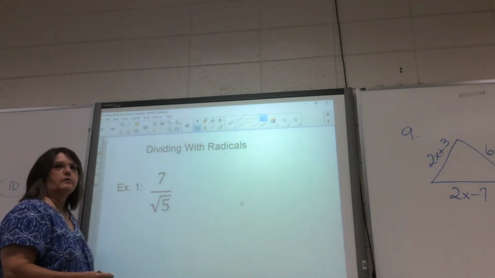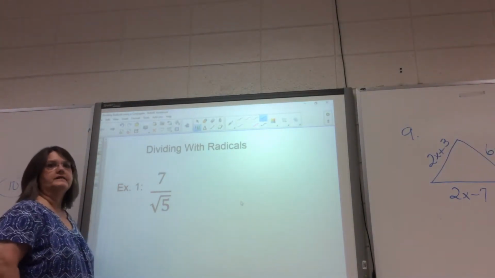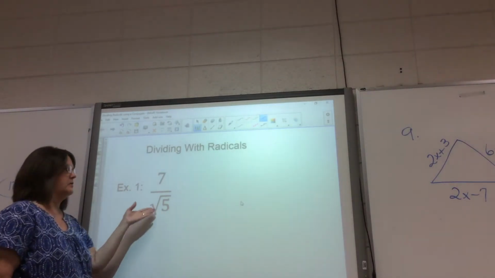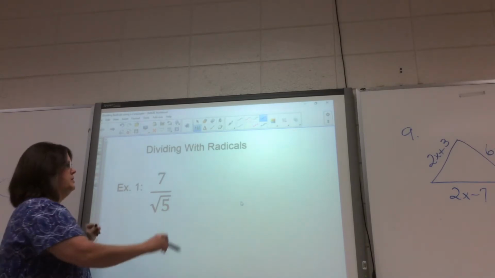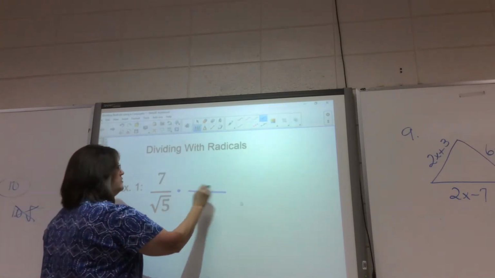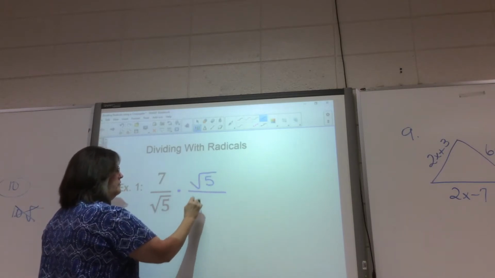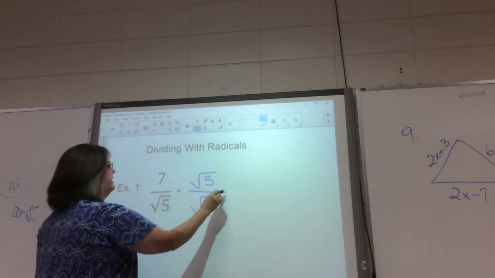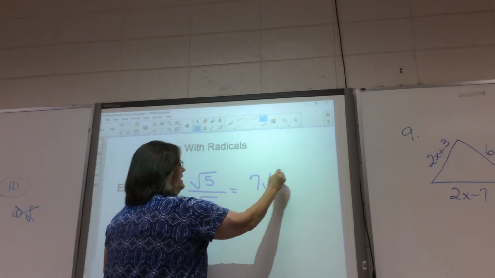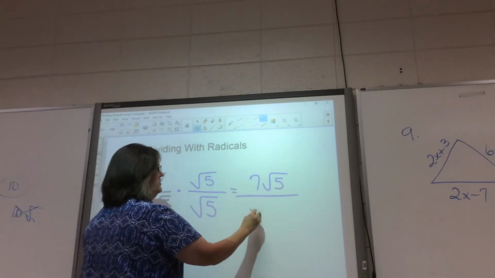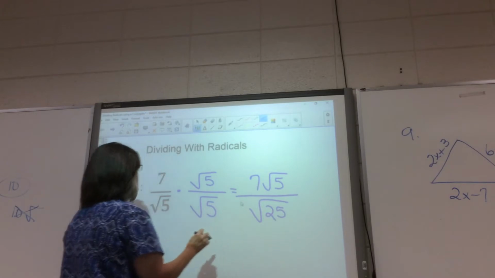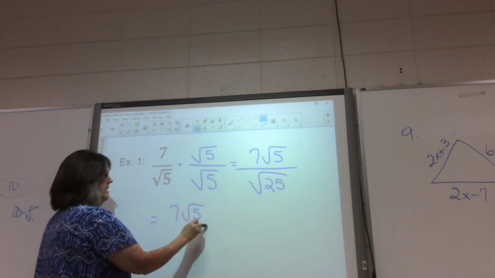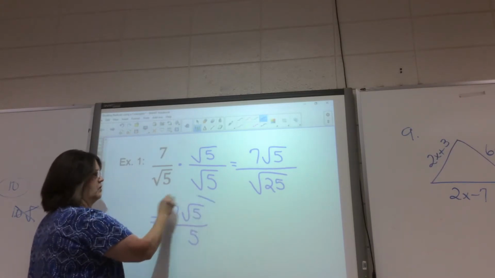Okay, we're going to divide radicals. With a radical, there is a proper way to write a radical, and you cannot leave the radical in the denominator. Now, what I'm going to do is multiply by the square root of 5 over the square root of 5. This is going to eliminate the radical down here. That's going to give me 7 times the square root of 5 over the square root of 25. And the square root of 25 is 5. So that gives me 7 times the square root of 5 over 5. And my radical is gone.